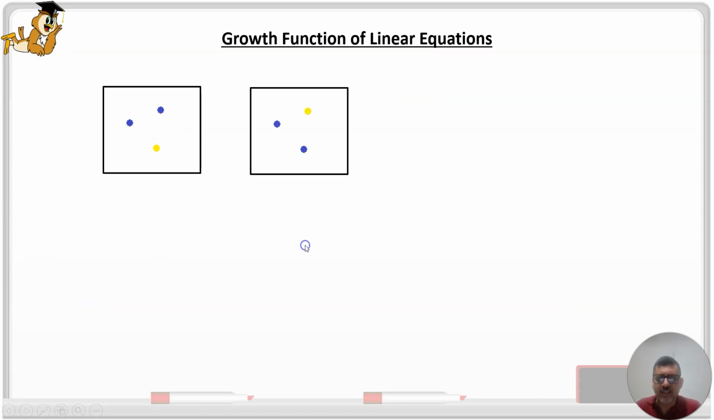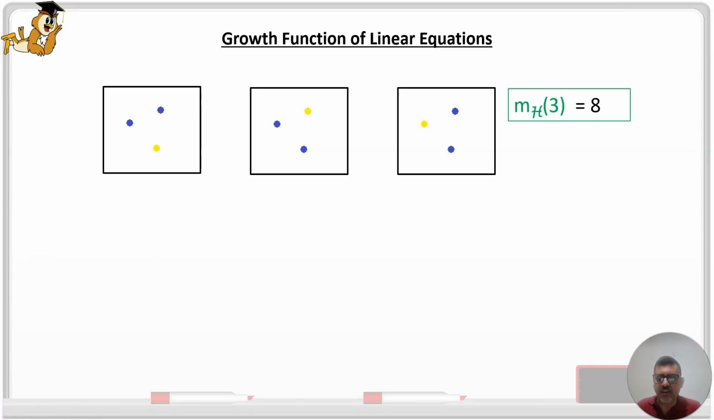And we also looked at certain examples of the 3 points, 4 points, etc. Looked at various labelings, and we arrived at the conclusion that mH of 3 for linear equations, we did this exercise for linear equations, and we said that for linear equations mH of 3 was equal to 8, which means that the hypothesis set of linear equations could shatter 3 points. That's because 2 to the power 3 is 8, right?